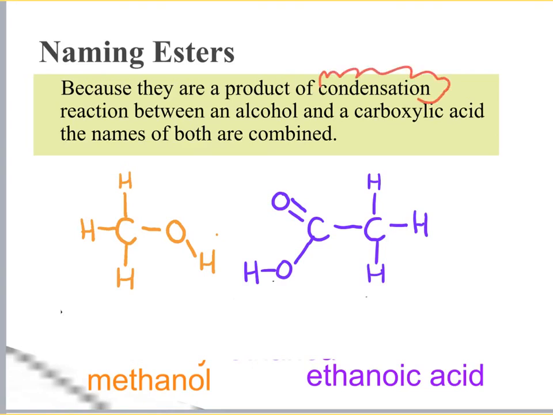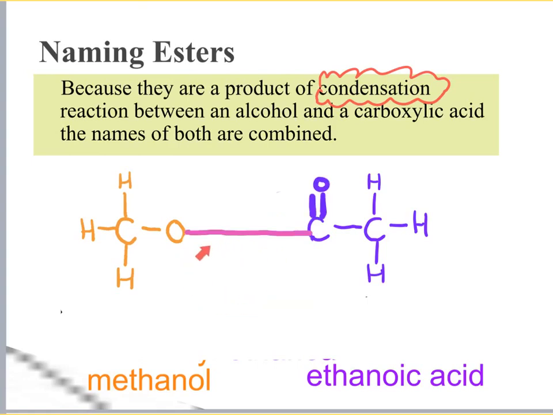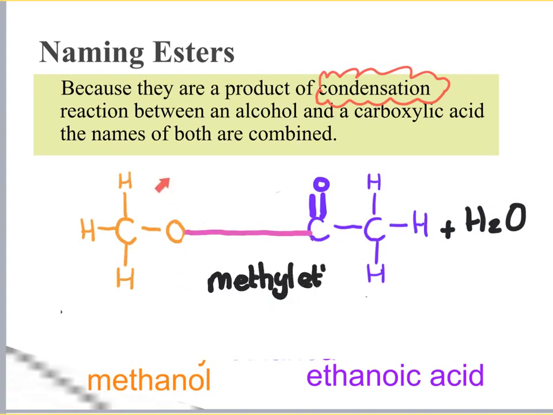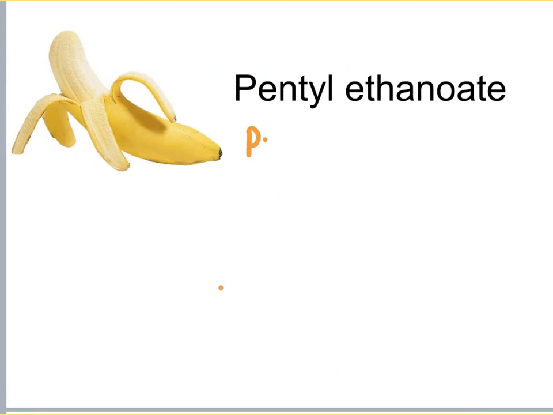Let's now look at naming esters. Esters are a product of condensation between an alcohol and a carboxylic acid. Condensation means the loss of a small molecule. So for example, here is water. If water is taken out, the two are condensed together and we get our ester. The name of the ester is methyl ethanoate. The methyl comes from the alcohol. The ethanoate comes from the carboxylic acid part of the ester.